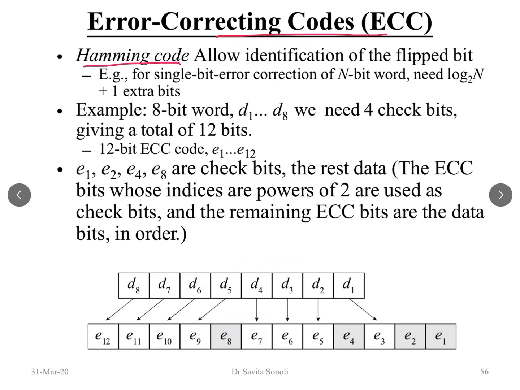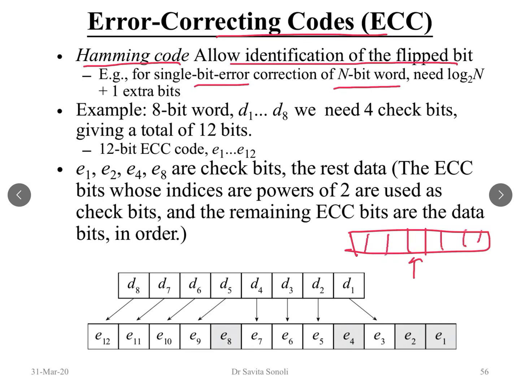Hamming code allows identification of the flipped bit. For example, for a single bit error, that means in a bit stream, if only one single bit is in error, then for single bit error correction of an n bit word, we need log n to the base 2 plus 1 extra bits. For example, if our data is an 8 bit word, that is D1 to D8, we need 4 check bits giving a total of 12 bits.